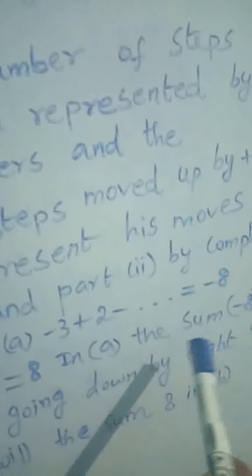That's all. Then what are they saying? In A, the sum minus 8 represents going down by 8 steps. So what will the sum plus 8 in B represent? Minus 8 represents negative. So plus 8 represents what? That is a question. That's all children. You have to complete these two patterns and you have to say plus 8 represents what?